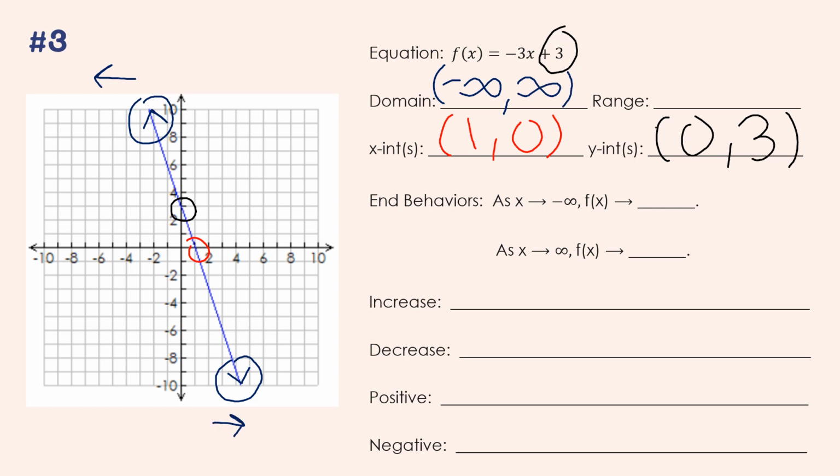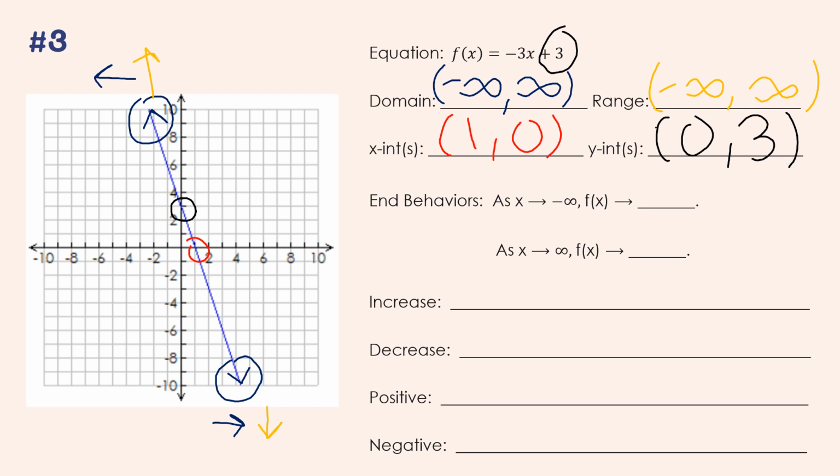For the range, we're going to look at the bottom. This goes down forever, so that means our y value is going from negative infinity, and if we look at the top, it's going up, so that's going to positive infinity. Both our domain and range go on forever. Everything is included, all real numbers.